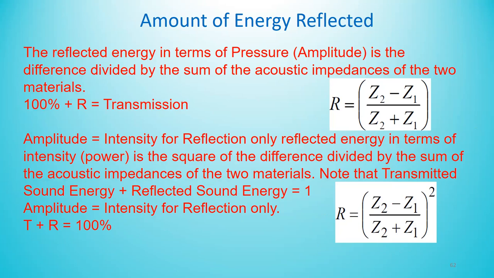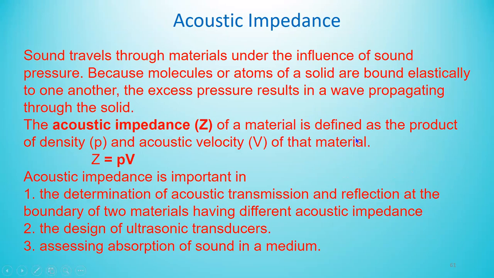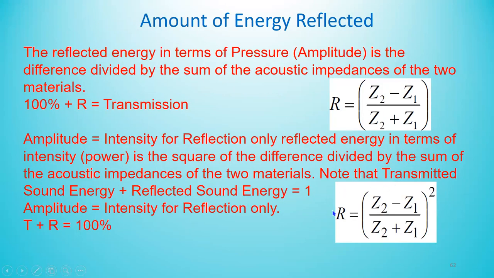So now the transmission energy and reflected energy. The intensity of reflection, only reflected energy in terms of intensity or power, is the square of the difference divided by the sum of the acoustic impedances of the two materials. So Z2 minus Z1 whole square divided by Z2 plus Z1 whole square. This is the formula, not the above one; the above one is confusing. This is the formula: 1 minus R equals T. You can put that.